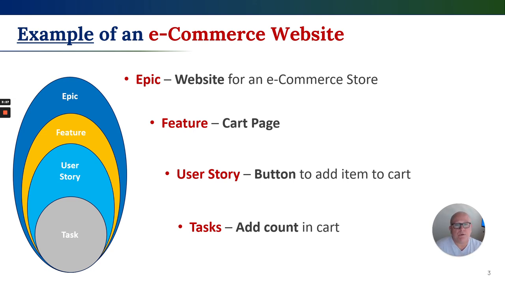And that's about it. That's just a real high, simple overview of what an epic, feature, user story, and task are, and how they all work together from your highest perspective of an epic, which is up under a theme: this epic website for an e-commerce store. A feature would be the pages on that website, specifically here the cart page. User story, we're going to create a button on that cart page, and let's break it down to the task level and what it would take to create that actual button and what goes into that.